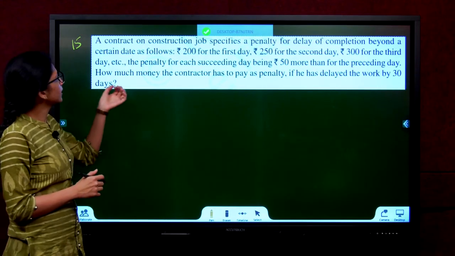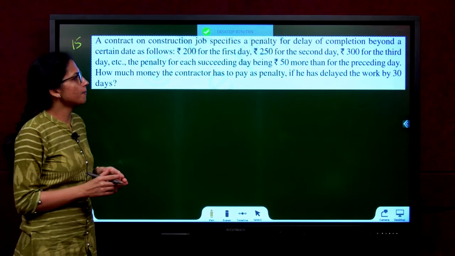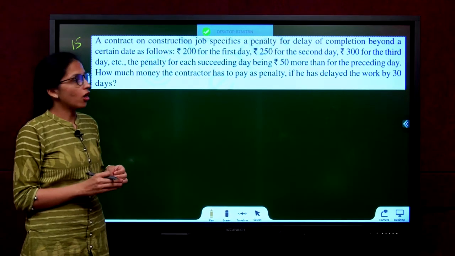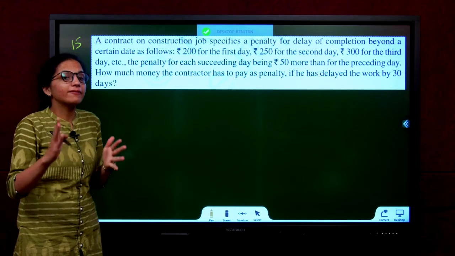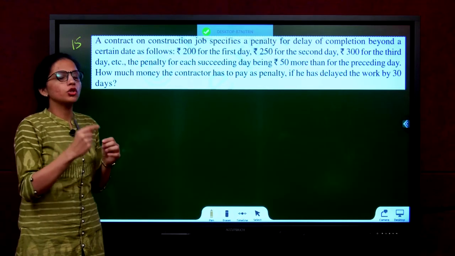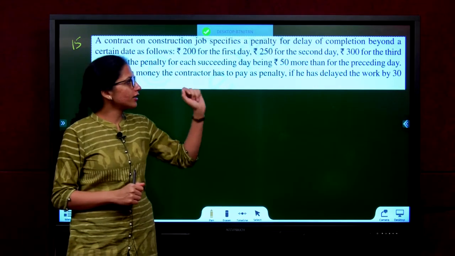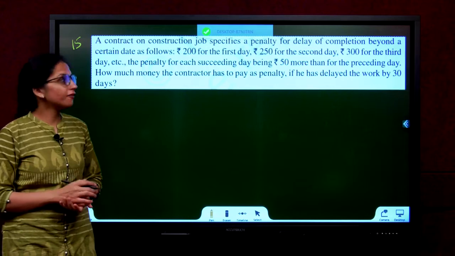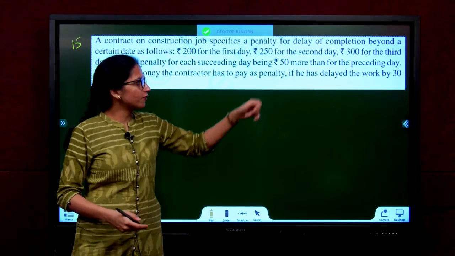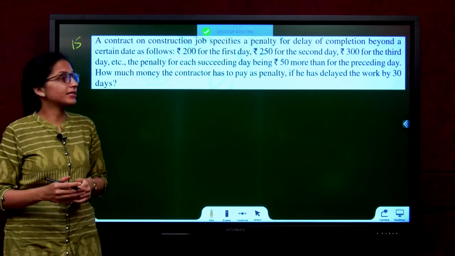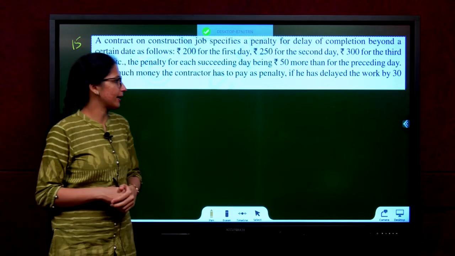Question 15. A contract on a construction job specifies a penalty for delay of completion beyond a certain date as follows. That means if there is a delay in construction, you will have to pay a penalty. How much? 200 for the first day, 250 for the second day, 300 for the third day, and the penalty for each day becomes plus 50 more than the preceding day. Preceding day means previous day. Succeeding day means next day.